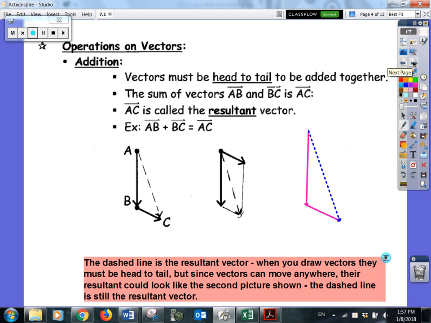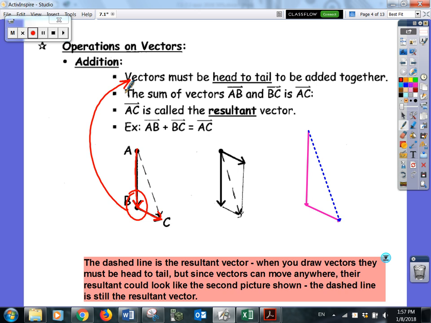Okay, operations. We have add, subtract, and multiply. We really don't have divide, because if we divide something by 2, that's the same as multiplying by 1/2. So we don't really talk about dividing vectors. Addition: first thing is vectors must be head to tail. This right here describes head to tail, when I connect these right here at letter B. So when I draw them, they must be head to tail. That's what that example in your notes is.